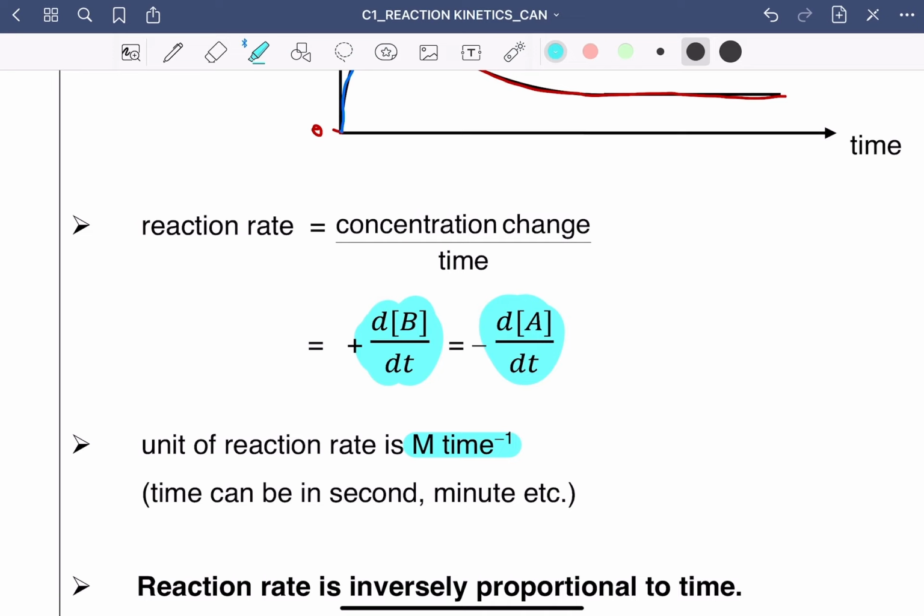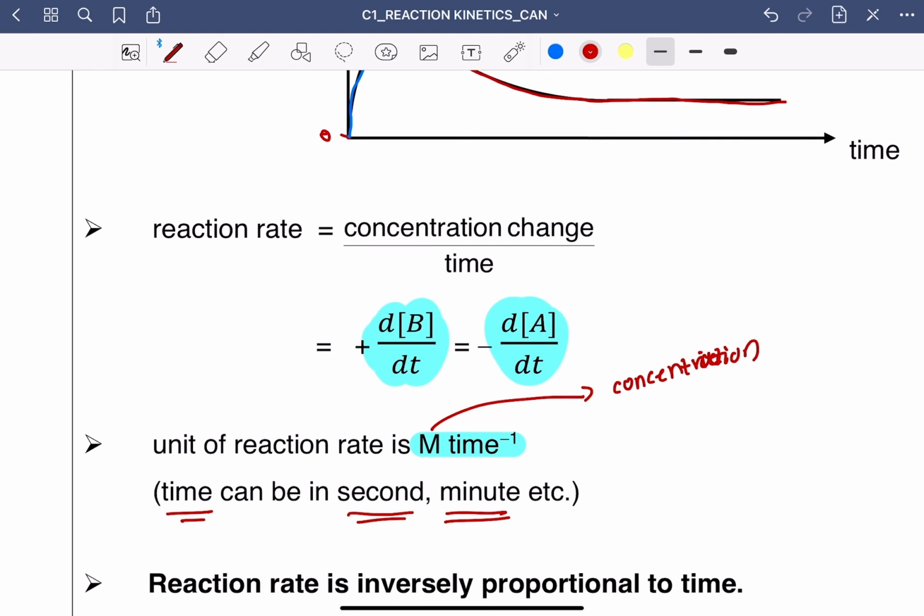So we know M is referring to concentration, and time is time. But if you remember, because we said time is a general thing, time can be in seconds, minutes, hours, days, and years. So time can be anything. It is not necessarily seconds, but most questions come out in seconds, though sometimes a question comes out with years.